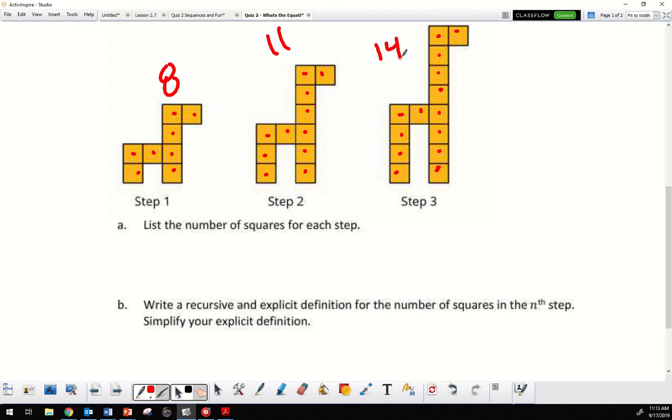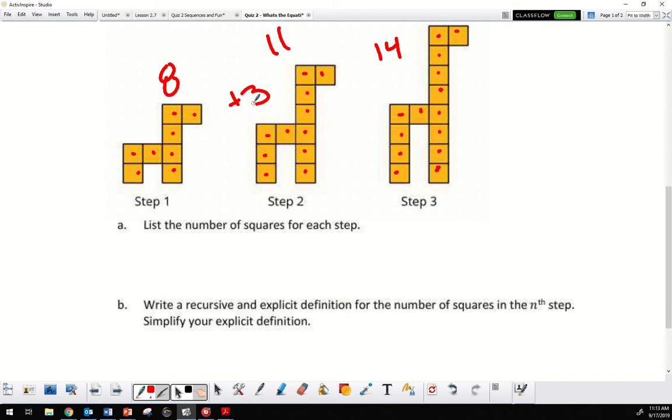Adding 3. Karen says adding 3. You guys agree with him? Yeah? Okay. So we say plus 3. List the number of squares for each step. Okay, I did that right.